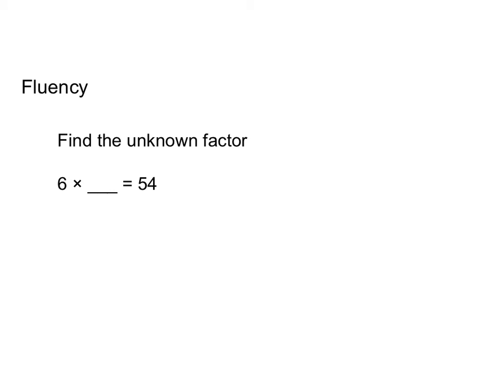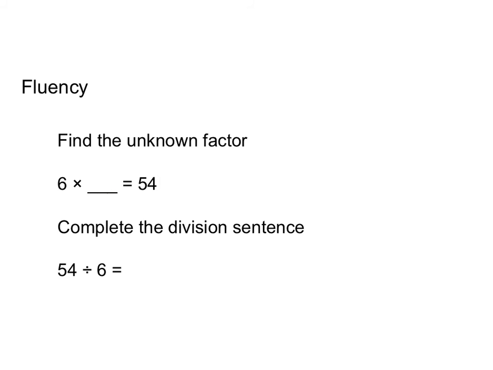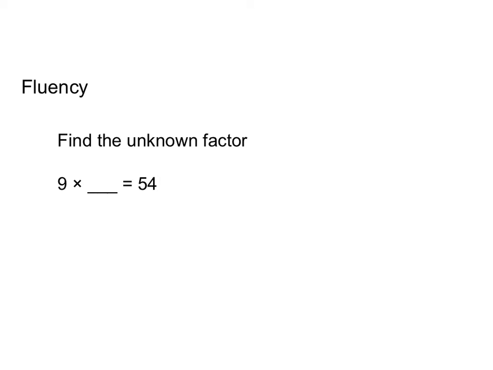6 times blank is equal to 54. Well, 6 times 9 is 54. And 54 divided by 6 is 9. These should be coming pretty quickly to you now. We're practicing them, and I know for some of you this seems like, really, I know this, why do we keep doing this? But this should get so that you just automatically know these facts, so that it will be very, very quick for you, and your fluency will improve.